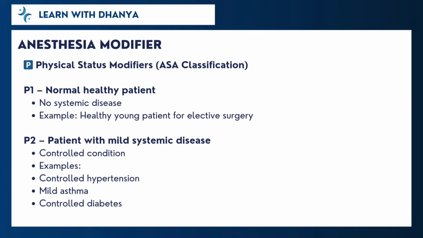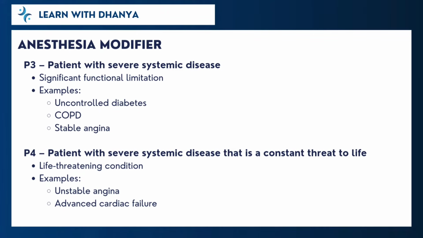Next comes anesthesia modifiers. Here the physical status modifier P1 is given for a normally healthy patient, which means the patient doesn't have any systemic disease, a healthy patient. P2 is for a patient with mild systemic disease, which means a controlled condition, like controlled hypertension, mild asthma, controlled diabetes. Then we have to assign P2. Next comes P3, a patient with severe systemic disease. Severe systemic disease means an uncontrolled condition. Uncontrolled diabetes, COPD, stable angina are examples.